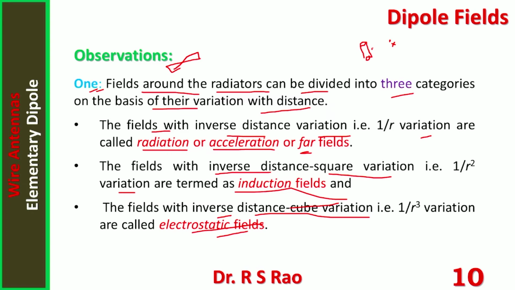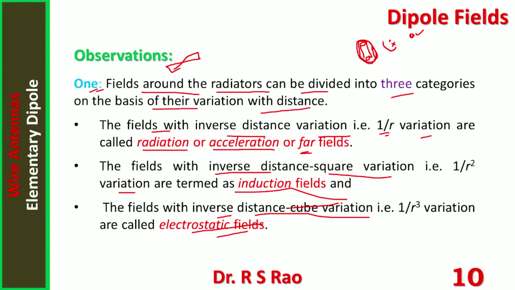So 1 by r cube or electrostatic fields dominate. They are influential near the radiator. Slightly away means they are dead. Fields with inverse distance variation dominate at faraway points because the variation is inverse distance variation. It is not inverse distance square, it is not inverse distance cube. Therefore, dependence on distance is not that much as in case of distance square or distance cube fields. So radiation fields, 1 by r fields, are dominant at faraway points from the radiator.